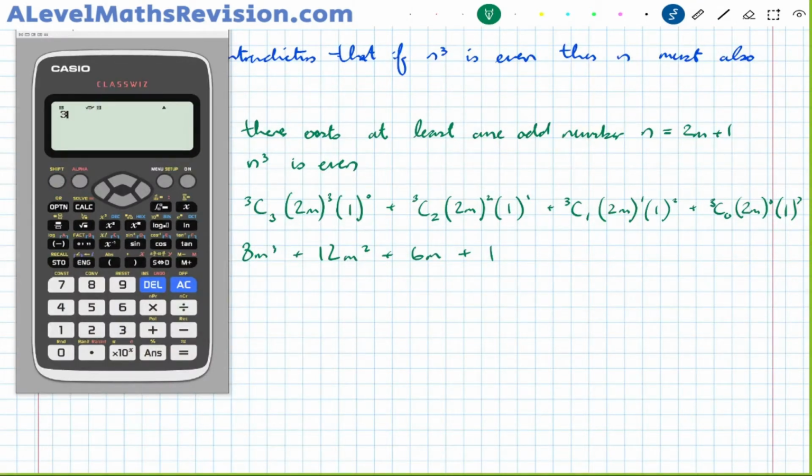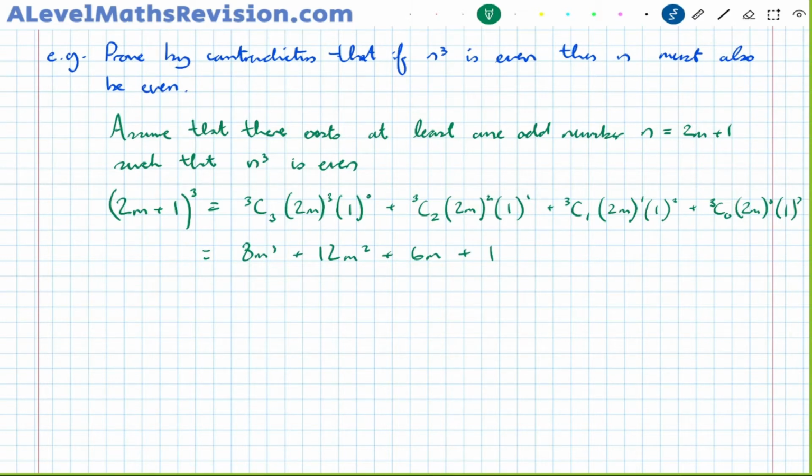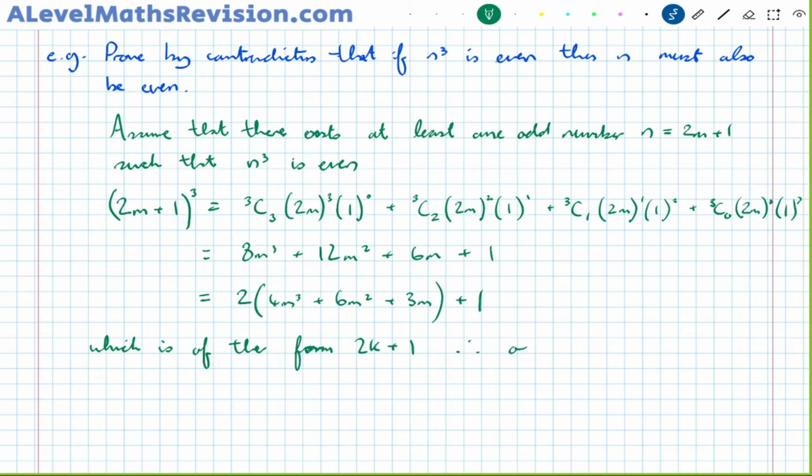Double check my 3c2 answer. Yeah, 12. So we've got that there. And let's try and prove that that's even by taking out a factor of 2. So we've got 4m cubed plus 6m squared plus 3m. And we failed miserably, which is what we wanted. There's a 1 that we can't factorise a 2 out of, which is of the form 2k plus 1, therefore odd.